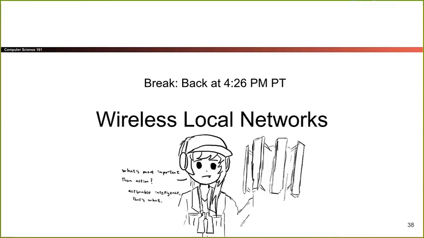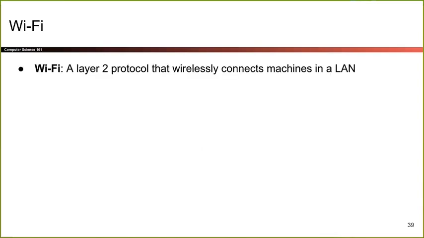Okay, so the last low-level attack for today is done on wireless local networks. So this is Wi-Fi, and I'm sure everyone's heard of Wi-Fi before. Now we'll finally figure out what Wi-Fi is. So Wi-Fi is actually a layer 2 protocol that wirelessly connects machines in a local area network.